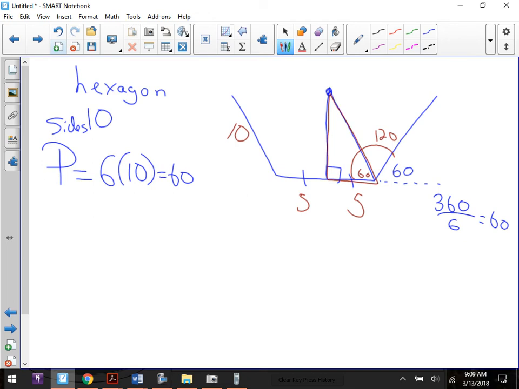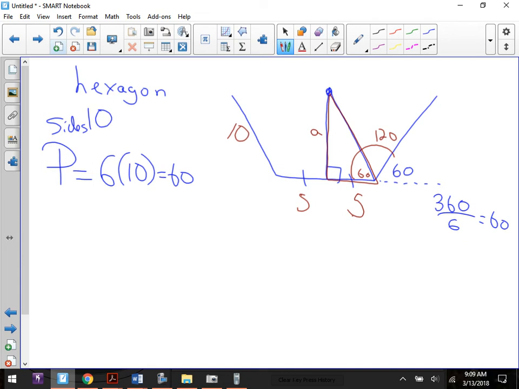You have a 5, and you're trying to figure out what your apothem is. There's one of two ways you can do this. It's a 30, 60, 90, if you pick up on that. Or if you want to use trig to solve for it, use trig. Either way, you're going to get the exact same answer.